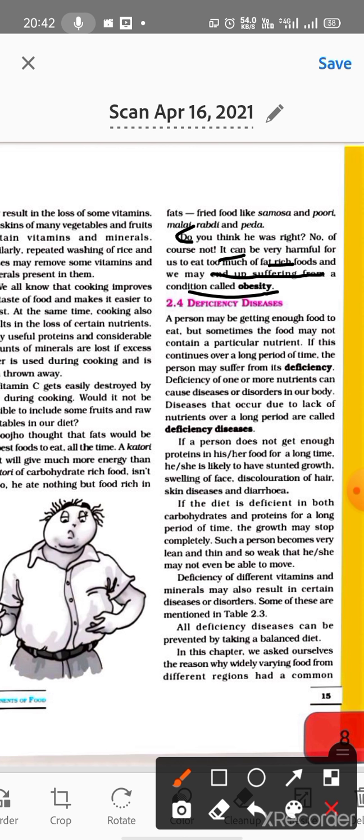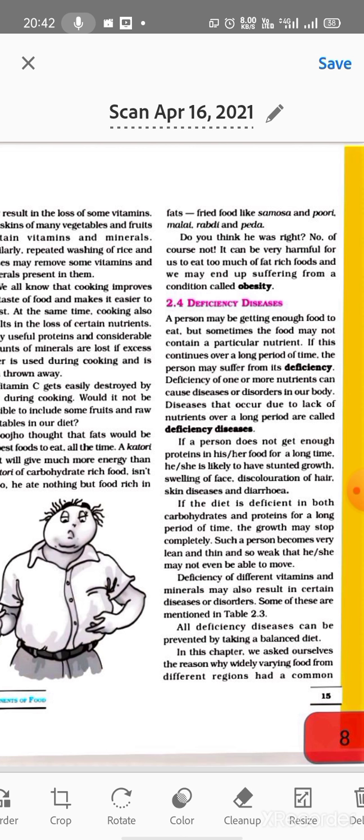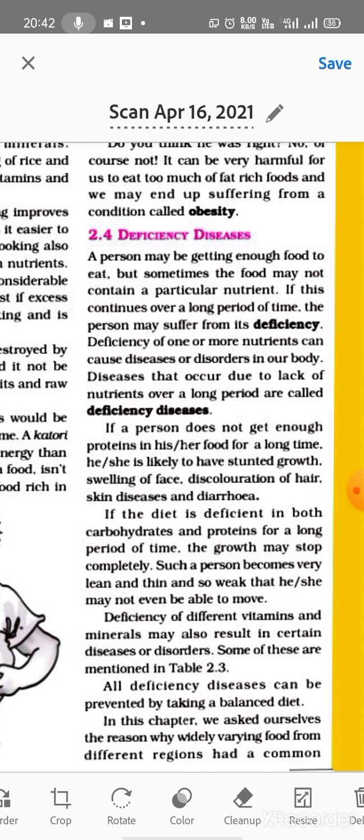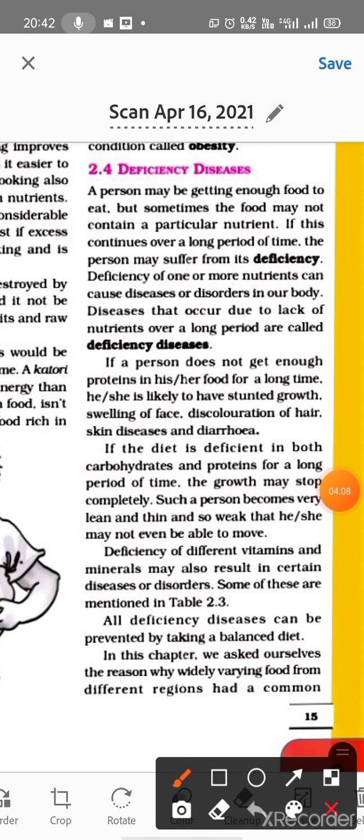Okay, so the next one is 2.4, deficiency diseases. A person may be getting enough food to eat, but sometimes the food may not contain a particular nutrient. If this continues over a long period of time, the person may suffer from its deficiency. Just eating food is not important. If a particular nutrient is missing from the food for a long time, what can happen to us?